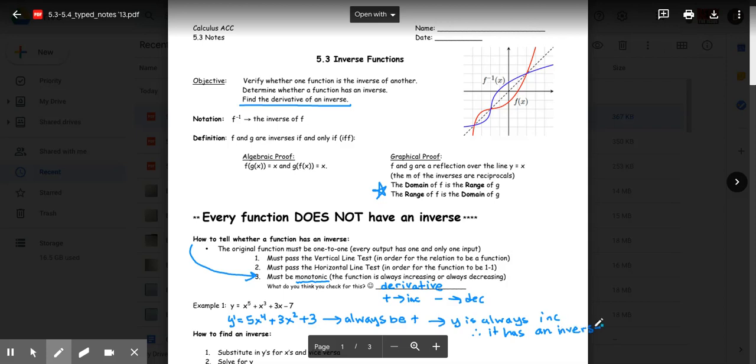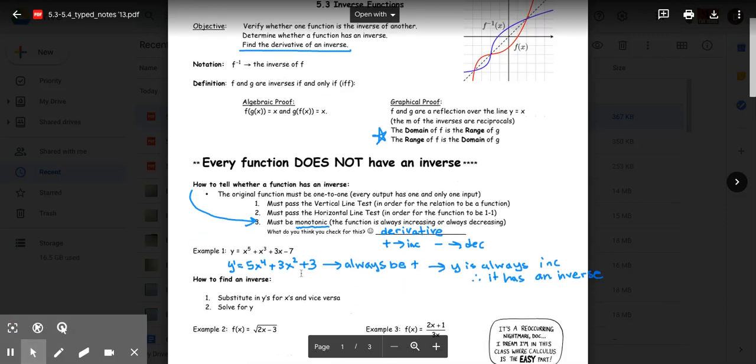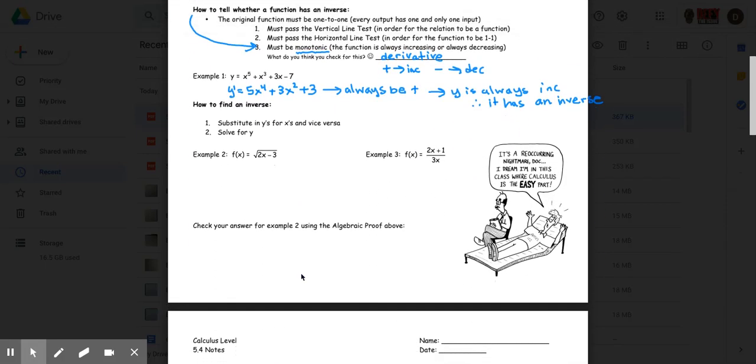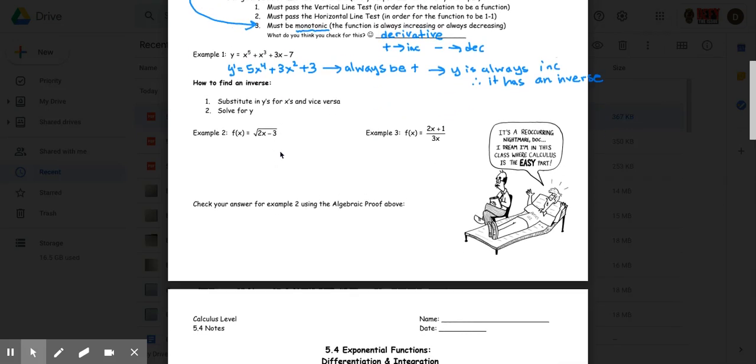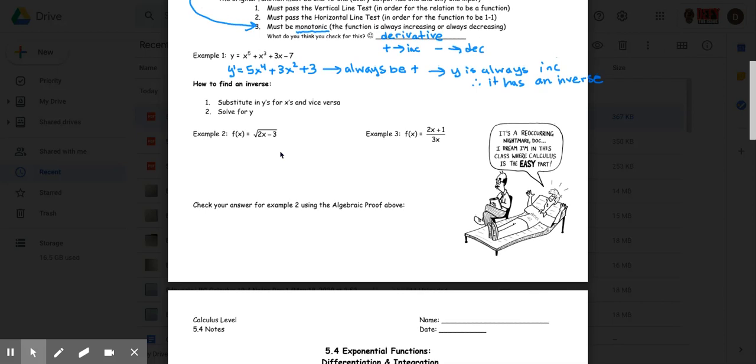Okay, so if you can prove a function is monotonic, meaning always increasing or always decreasing, then you know that that function will have an inverse. Okay, now, how do you find an inverse? To find an inverse, you are going to switch the x's and y's and solve for y.